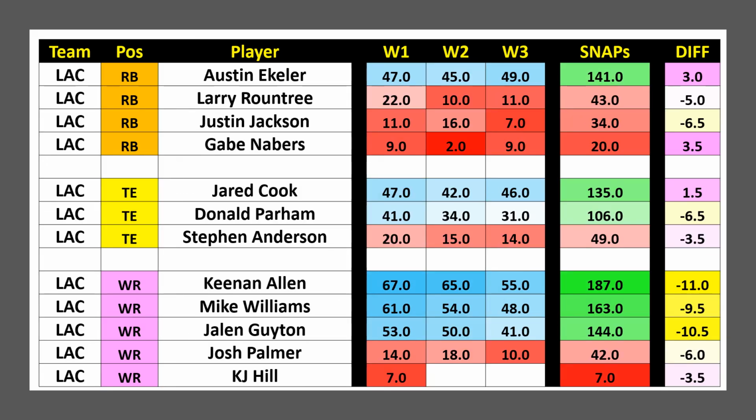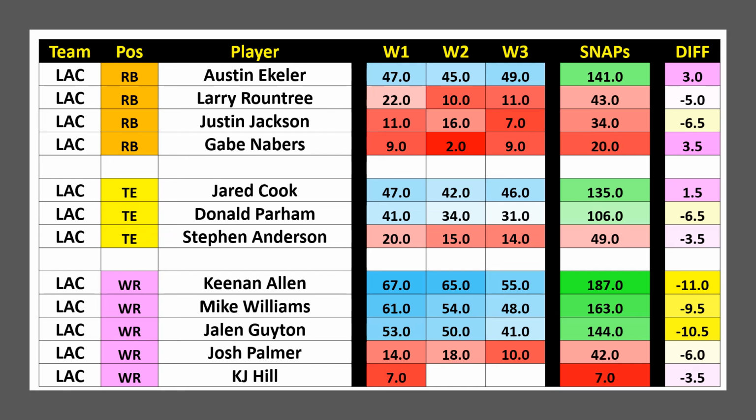Eckler, I would hope more snaps than he's getting. Look at all those other ones underneath him. 11, 7, and 9. Do they need 4 going? I don't know why they're doing that. Cook, Parham, seem like they're wanting to run. Is Cook the red zone? Is that why Parham's the blocker? Is that what's going on?